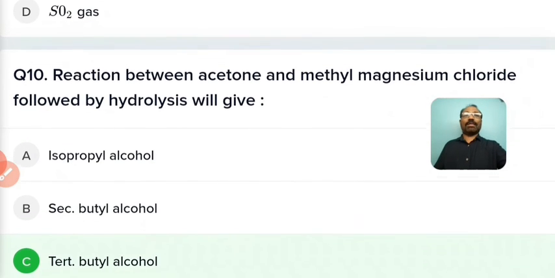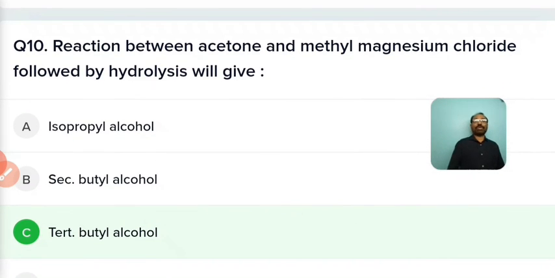Next, question number 10. The reaction between acetone and methyl magnesium chloride followed by the hydrolysis will give. Here, if you observe the preparation methods of alcohols, formaldehyde reaction with RMgX, that is alkyl magnesium halide, gives the primary alcohols, and remaining aldehydes give the secondary alcohols, and the ketones give the tertiary alcohol. So among these four options, only one tertiary alcohol is there, that is the tertiary butyl alcohol. Therefore, the right answer is C.